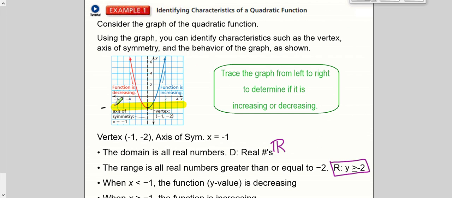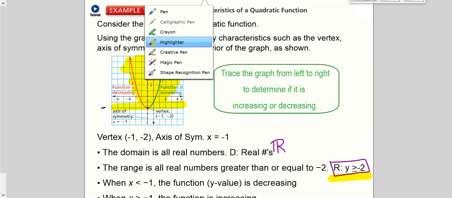The range is all real numbers greater than or equal to -2 because the range is the y values. It goes from this point higher, everything above this. So all of these y values we need. We don't need any y values down here, so it's y is greater than or equal to -2.